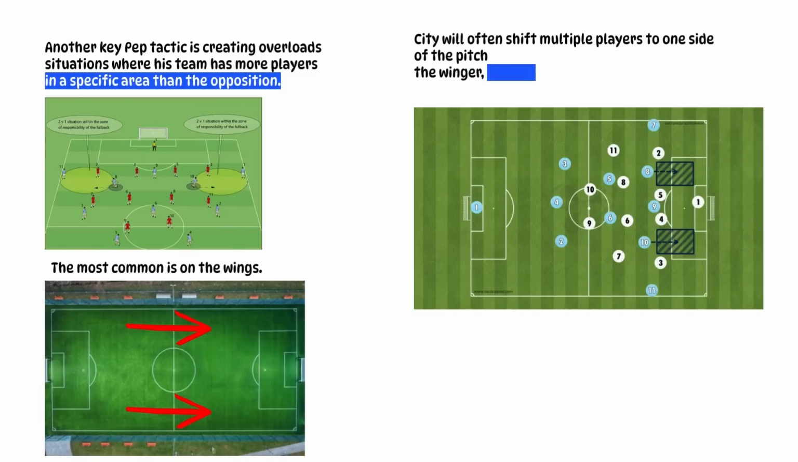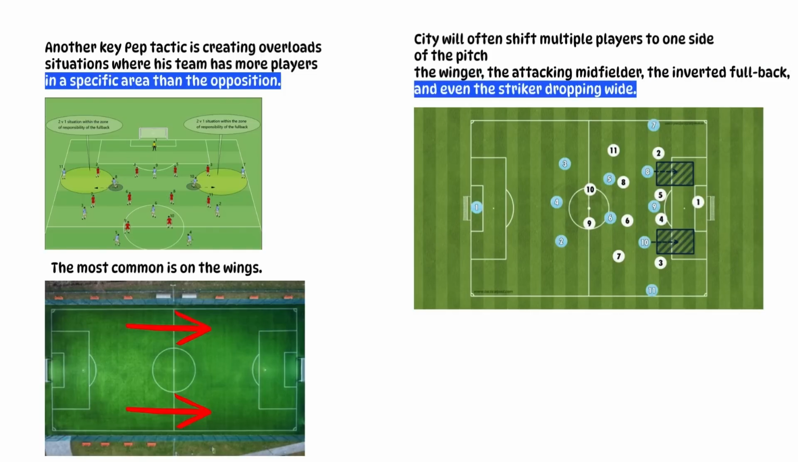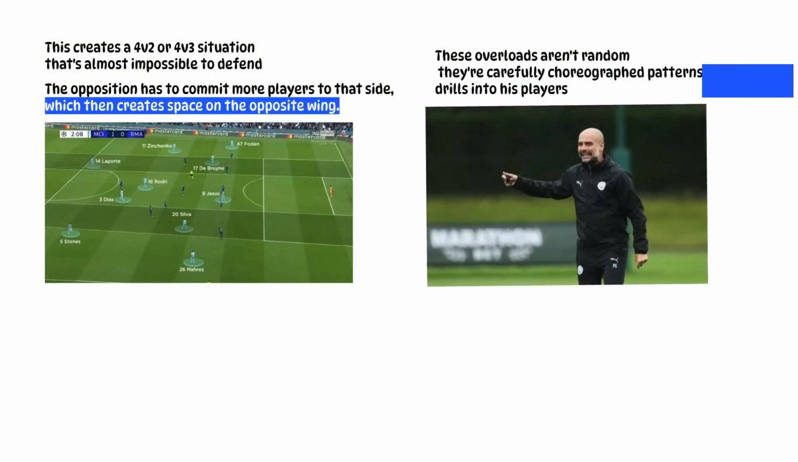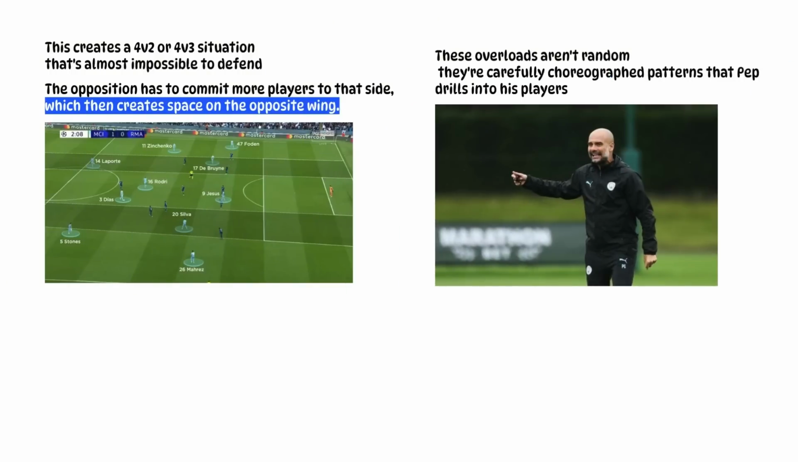The winger, the attacking midfielder, the inverted fullback, and even the striker dropping wide. This creates a 4-2 or 4-3 situation that's almost impossible to defend. The opposition has to commit more players to that side, which then creates space on the opposite wing. These overloads aren't random. They're carefully choreographed patterns that Pep drills into his players on the training ground.